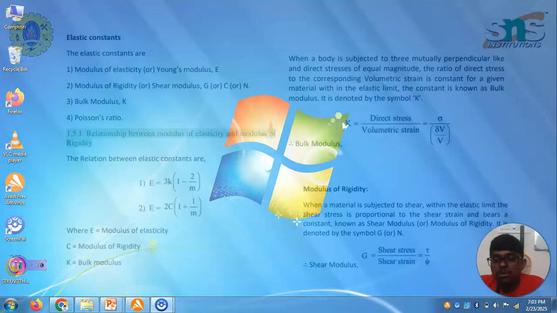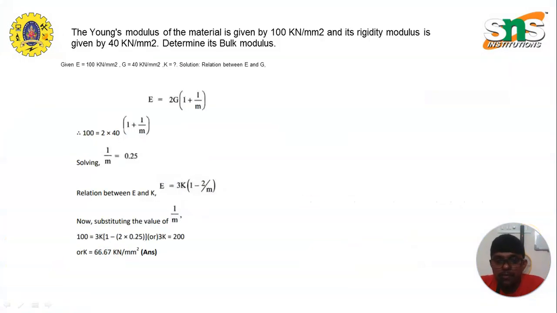Based on this, we are going to solve a problem. Young's modulus is given and shear modulus is given, and they ask you to determine the bulk modulus. We know the relation Young's modulus is equal to 2 into shear modulus into 1 plus mu. Using this equation, substitute the value of Young's modulus along with the shear modulus. Accordingly we can find the Poisson's ratio.